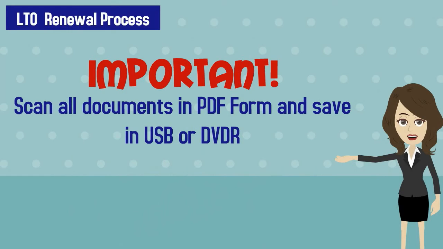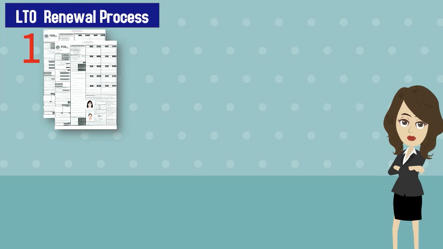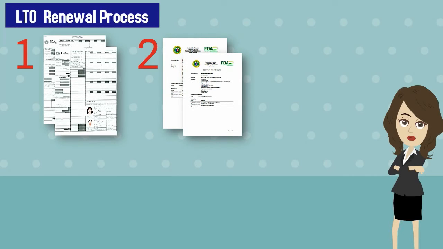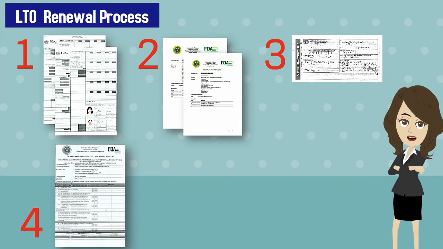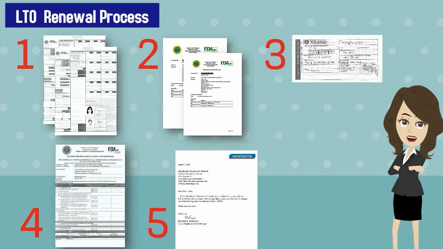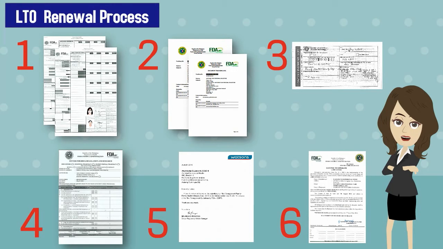Important reminders: ensure to scan all documents in PDF form and save in a USB or DVD-R. Next are the documents that must be saved in the USB as part of FDA requirements. Scan copy of the duly notarized application form with complete pictures and signatures, scan copy of DTL, scan copy of the official receipt, scan copy of the self-assessment toolkit with signature, scan copy of the promissory note of risk management plan, and scan copy of the original LTO.